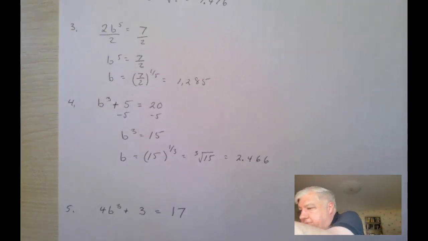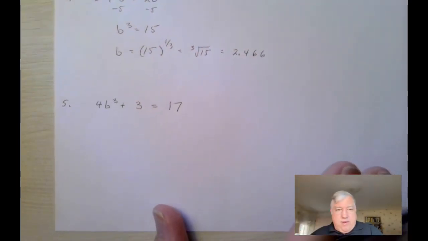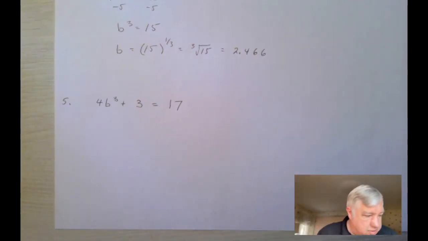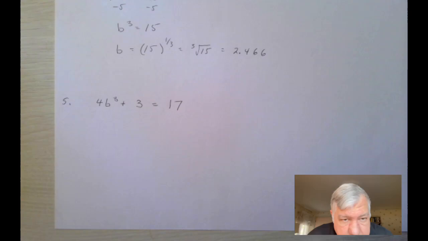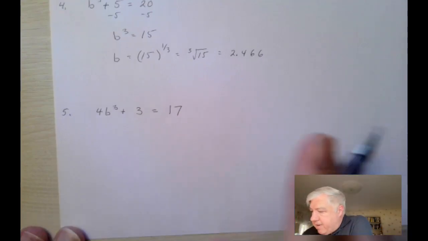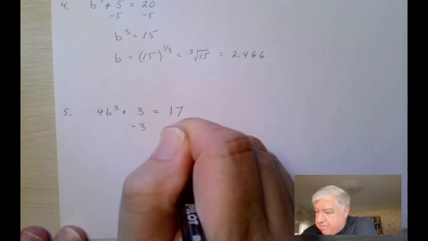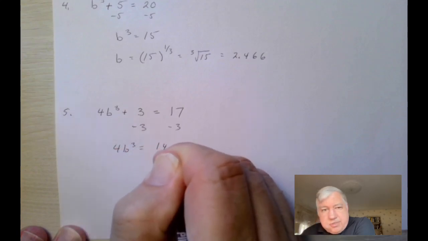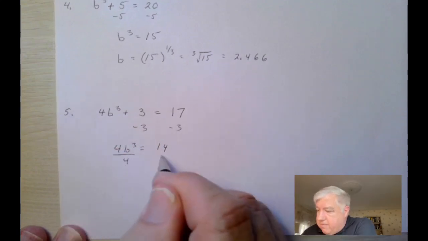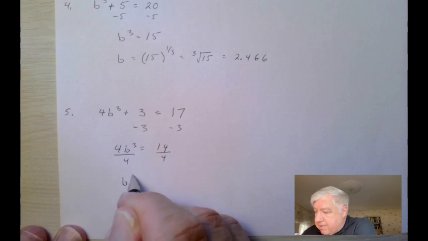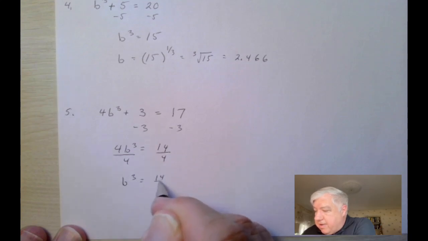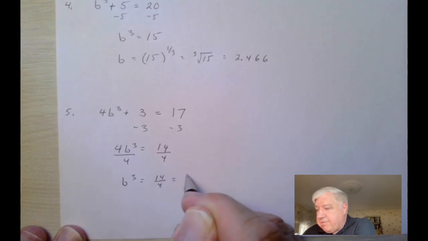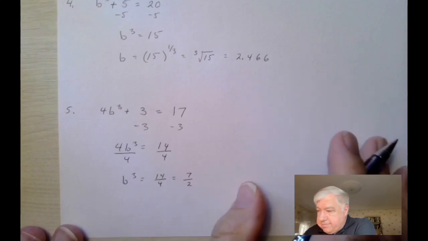Sometimes we have to do both of those things. We have 4b cubed plus 3. So what we have to do is we'll first subtract 3 from both sides, and we'll get 4b cubed equals 14. Then divide by 4 on both sides, we get b cubed equals 14 fourths, which we can reduce to 7 halves.